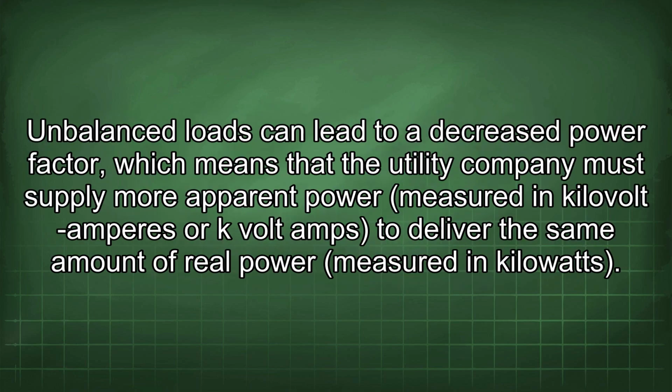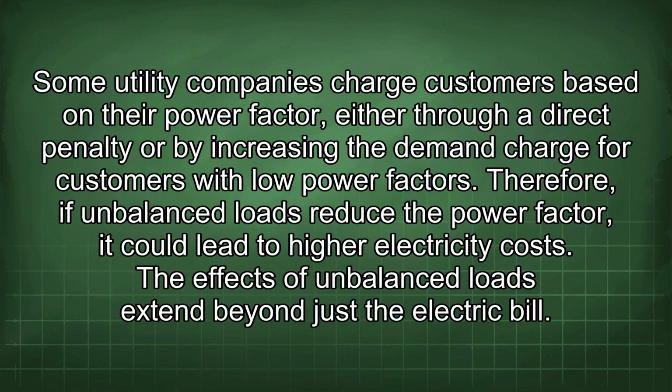Unbalanced loads can lead to a decreased power factor, which means that the utility company must supply more apparent power, measured in kilovolt-amperes or kVA, to deliver the same amount of real power, measured in kilowatts. Some utility companies charge customers based on their power factor, either through a direct penalty or by increasing the demand charge for customers with low power factors. Therefore, if unbalanced loads reduce the power factor, it could lead to higher electricity costs.